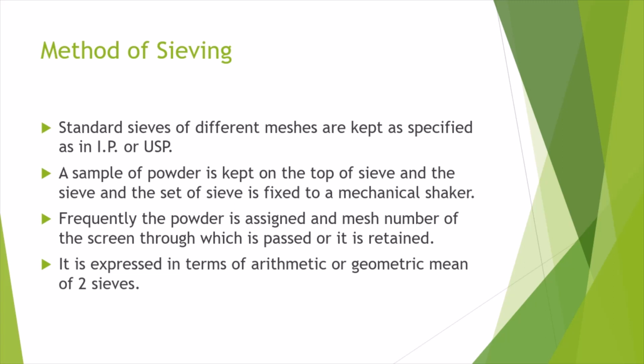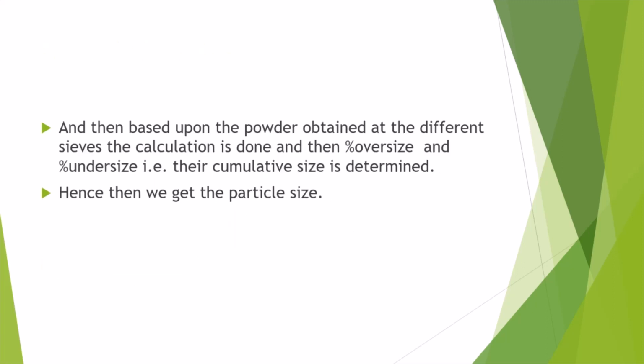Moving a sieve or using a mechanical shaker, and then the powder is assigned, and the mesh number of the screen through which it can pass is written, and it is expressed as the arithmetic or geometric mean of two sieves. So basically, on each and every sieve, the amount of particles is obtained, and based upon the grams of powder obtained on each mesh sieve, we can find out the particle size. Then based upon the powder obtained at the different sieves, calculation is done, and percentage oversize and percentage undersize and their cumulative size are found out.